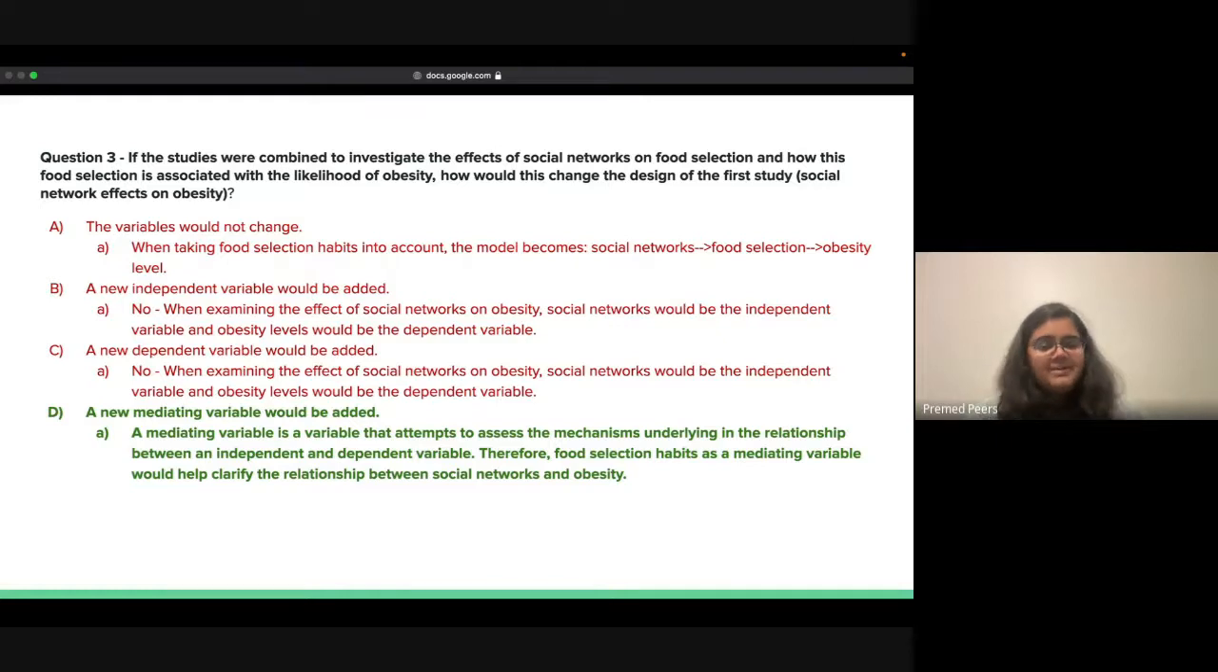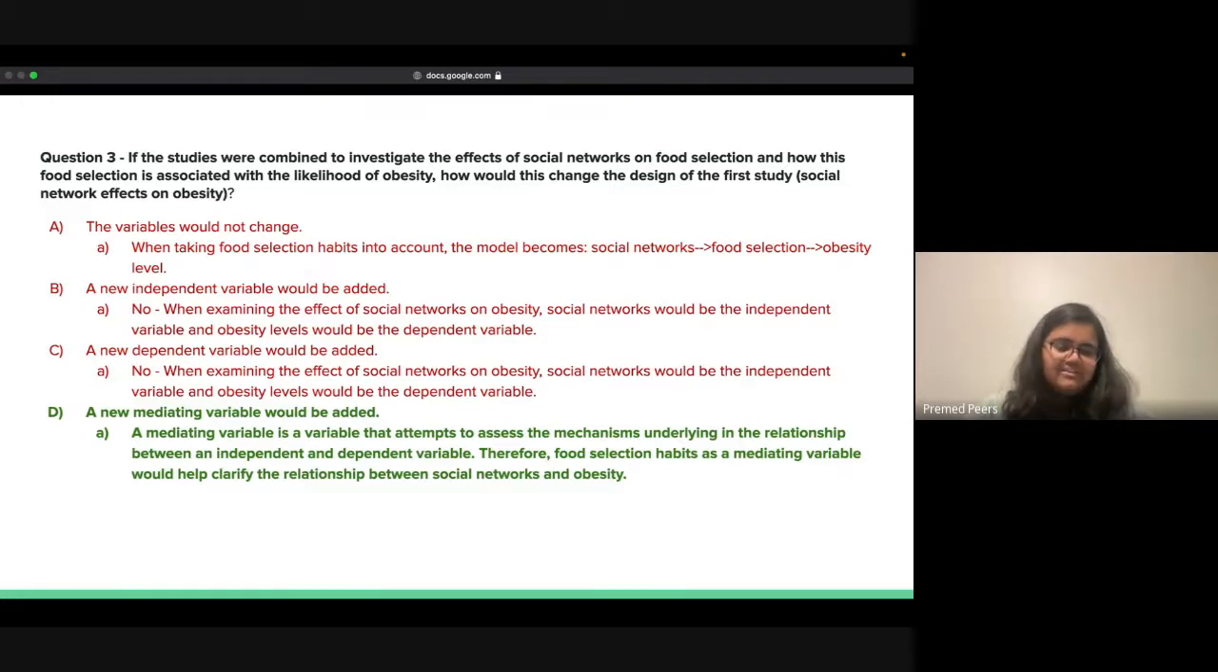A new independent variable is not added, because when you're examining the effect of social networks on obesity, social networks would be the independent variable and obesity levels would be the dependent variable. A new dependent variable would be added. No, when we're examining this effect, social networks would be independent variable and obesity levels would be the dependent variable. And so finally, D is the correct answer.